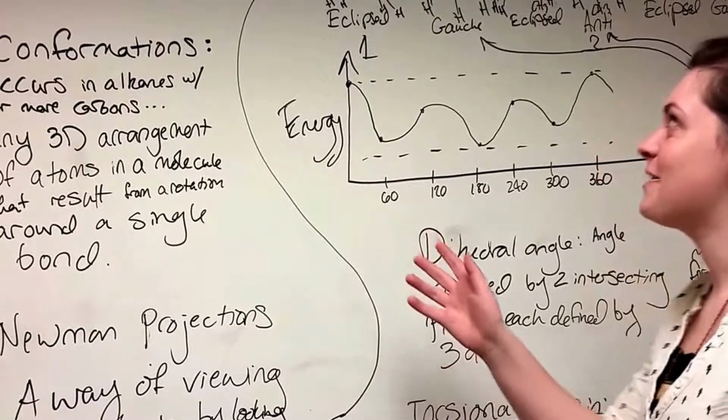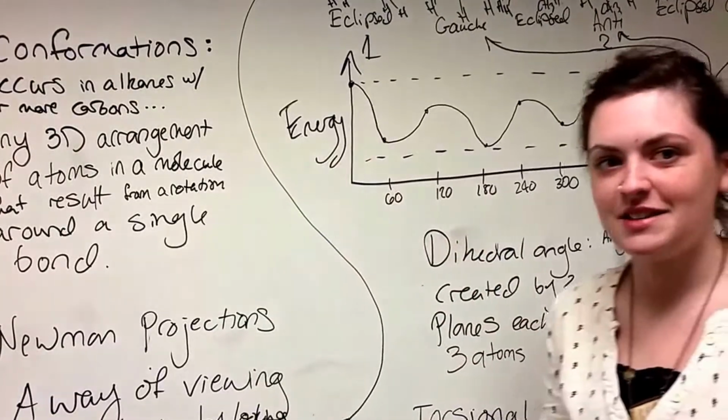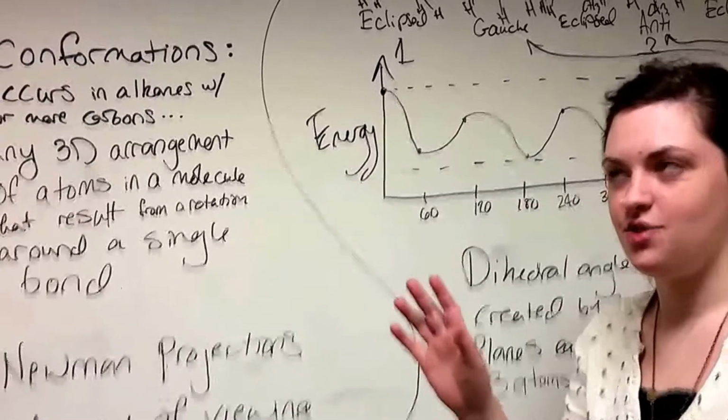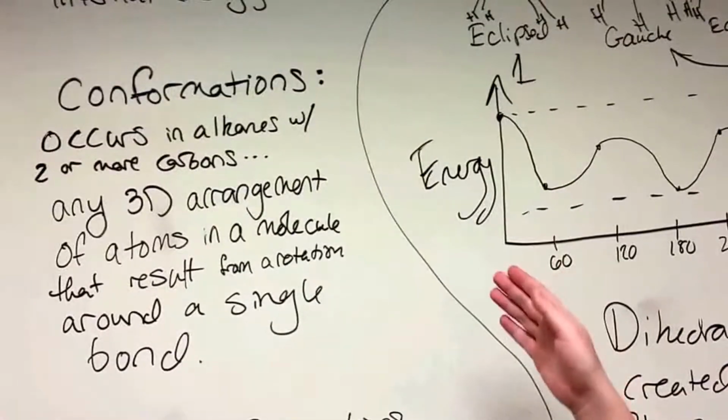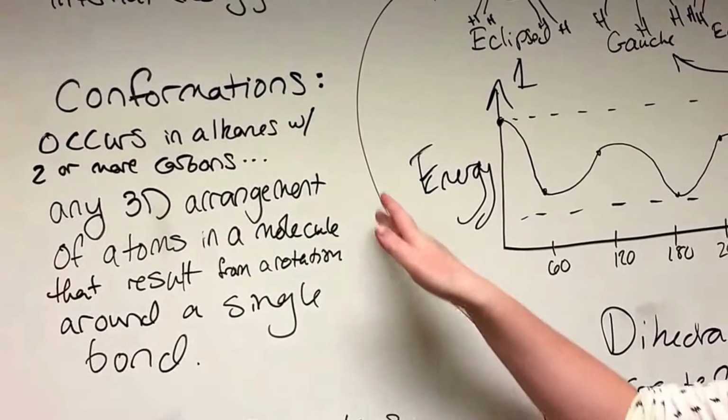We're going to learn about conformations of alkanes. One of the big things about conformations is strain, and strain is the instability within a structure associated with internal energy. Okay, so now we're going to talk about conformations.